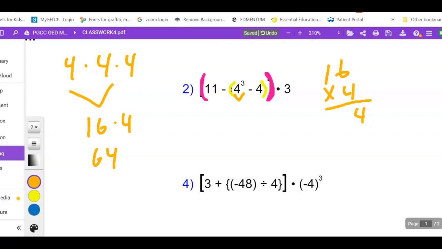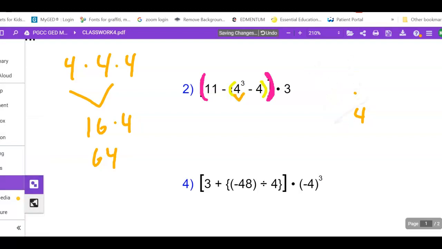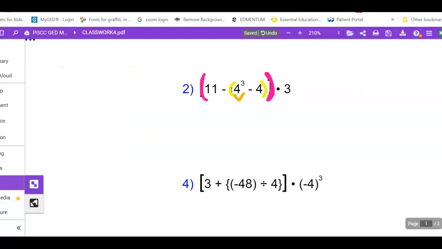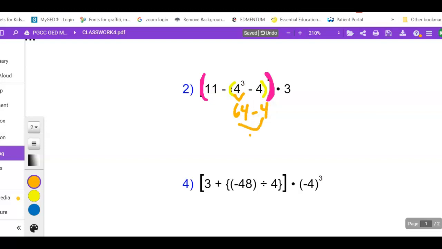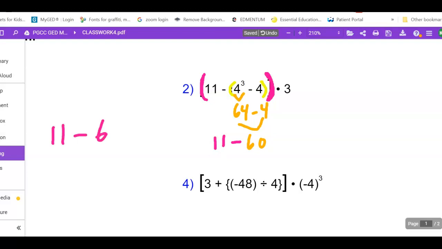6 times 4, 24. 1 times 4 is 4, plus 2, 6, 64. All that by hand, people, by hand. So now I know 4 times 4 times 4 is 64. Minus the 4, that gives me 60. But remember, I am now on the pink side of the parentheses, and I see this bringing it back down. So I have 11 minus 60. Again, integer subtraction rule. 11 minus 60.